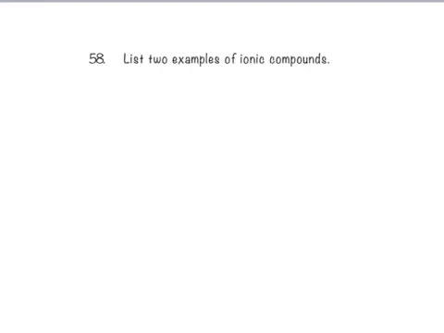2 examples of ionic compounds. Largely ionic compounds are going to be composed of a metal and a nonmetal. So anything where you have some metallic element bonded to a nonmetallic. So sodium chloride would be an example. It could even be something like a polyatomic. So there is, let's say it's iron 3 nitrate.